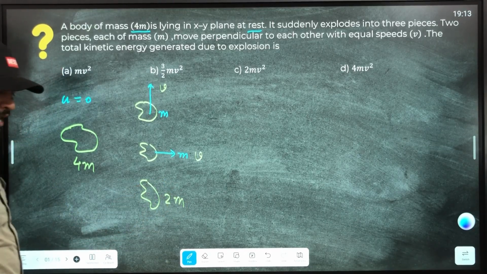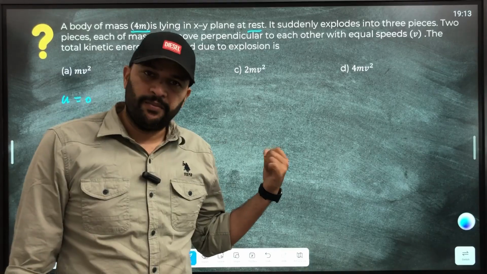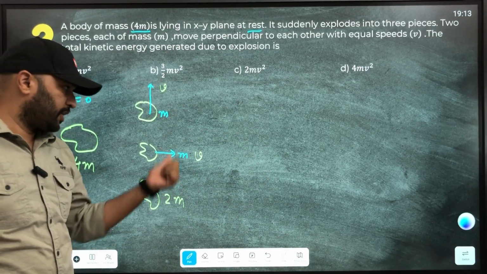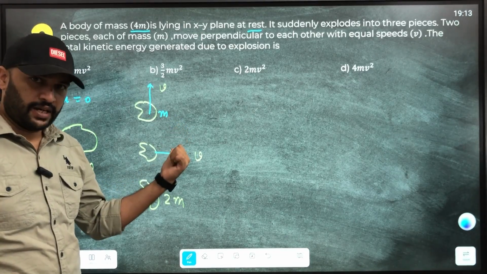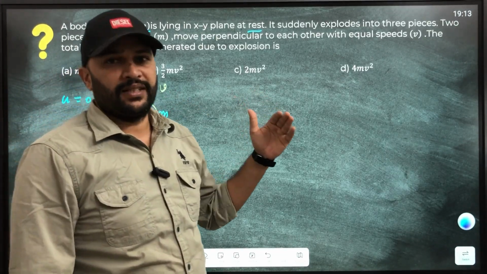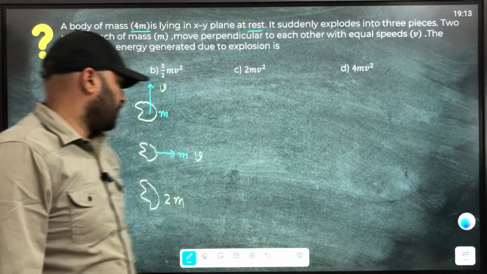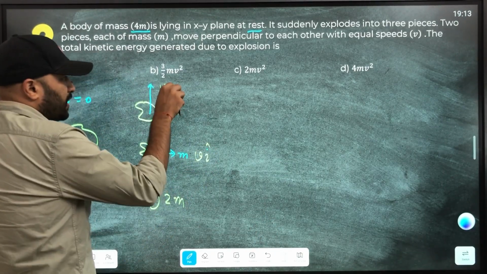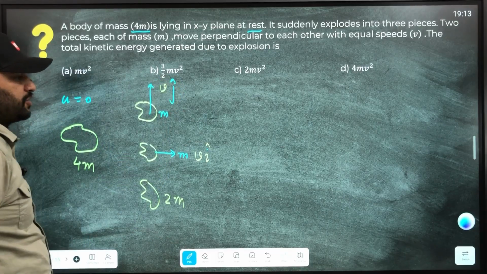Let me repeat again. If the initial mass of the rock is 4m, then the rock will get split into m, m and 2m. Why is it 2m? Because when you add all the masses, the mass remains conserved. Okay, let me come back here. So let's say this is moving along the x-axis, so i cap, and this is moving along the y-axis, so j cap.